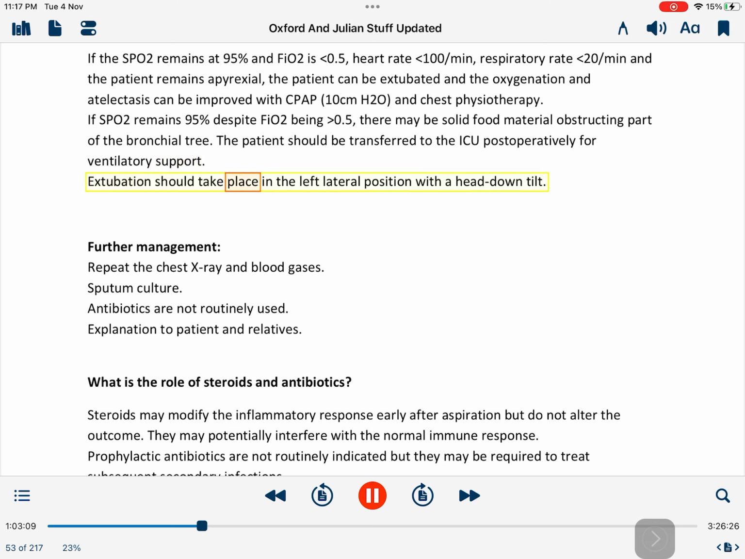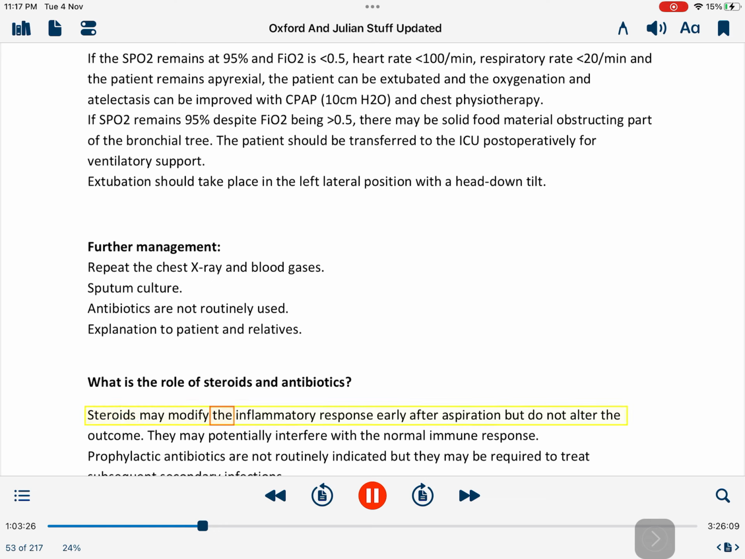Extubation should take place in the left lateral position with a head-down tilt. Further management: repeat the chest X-ray and blood gases, sputum culture. Antibiotics are not routinely used. Explanation to patient and relatives: what is the role of steroids and antibiotics?